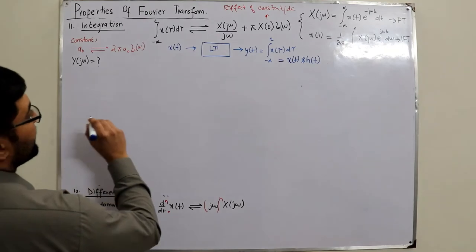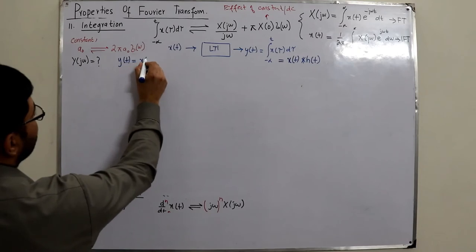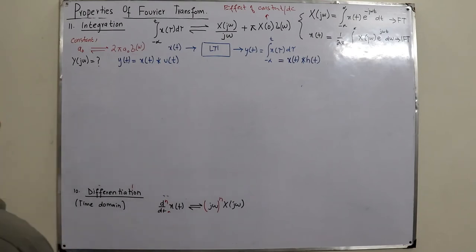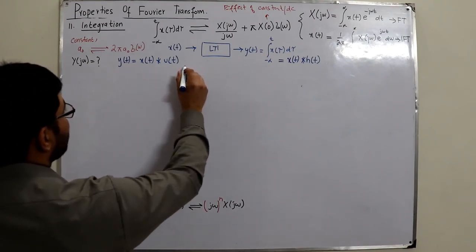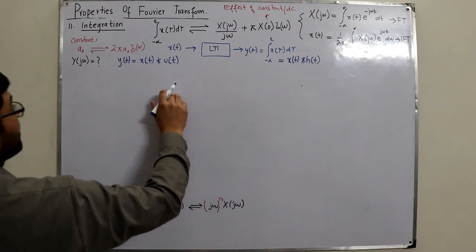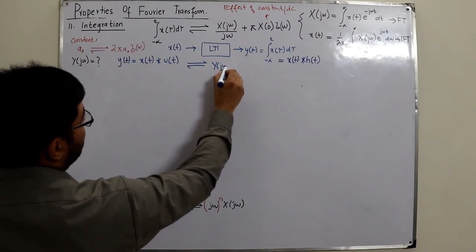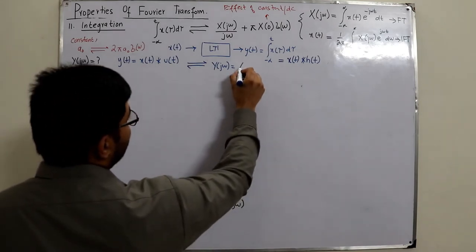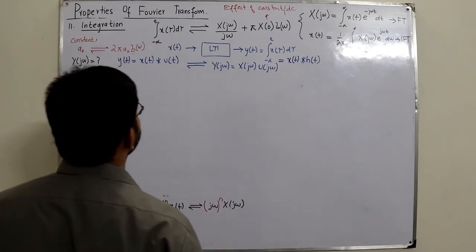So y of j omega is unknown. I could write over here that my y of t is equal to my input x of t convolved with the unit step signal u of t. Isn't it like this? And we have seen in the previous convolution property that the corresponding Fourier transform Y of j omega would be equal to the multiplication of both the Fourier transforms, which means it would be x of j omega multiplied with u of j omega.